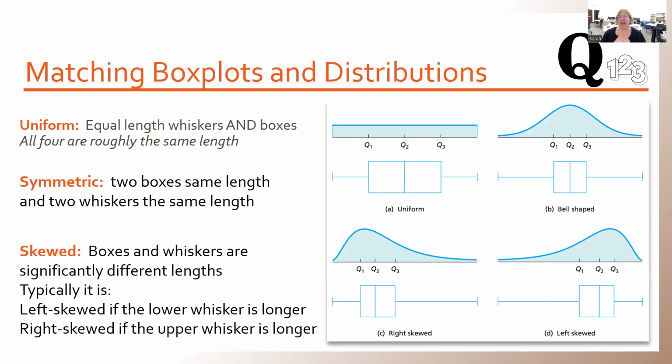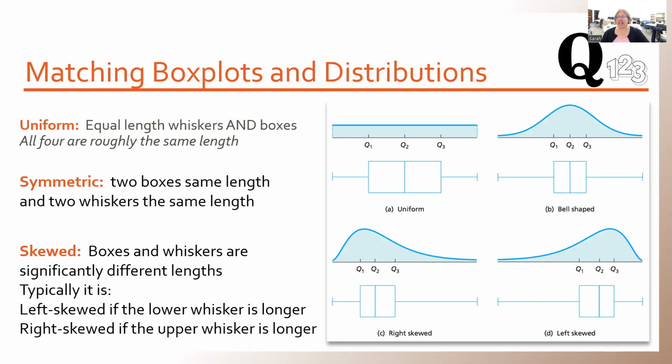Then as far as right and left skew, in the pictures you have here, the box plot is laying horizontally along the bottom of the screen. And so it's really easy to tell: if the right whisker is longer, it's right skewed. And if the left whisker is longer, it's left skewed.